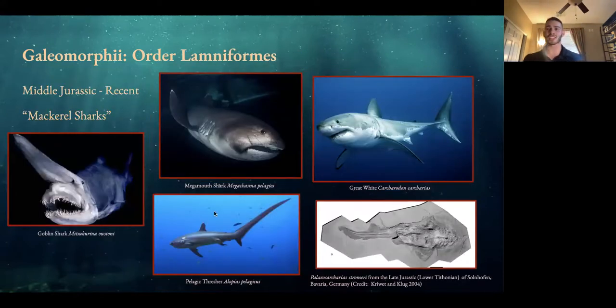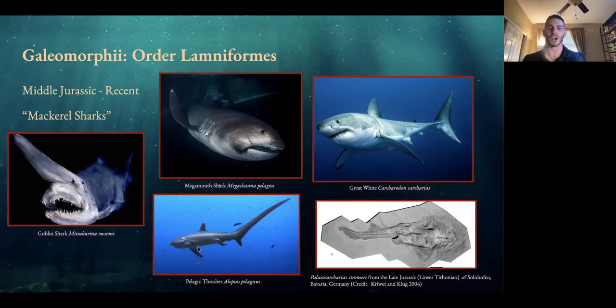The last extant order, so the last living order of galeomorph sharks, are the lamniforms. These are present from the Middle Jurassic all the way through today. And when you think of a shark, you are most likely thinking about a lamniform. They're commonly called the mackerel sharks, and modern ones have a whole host of weird specializations, such as the goblin shark with that elongated rostrum and those protruding jaws.